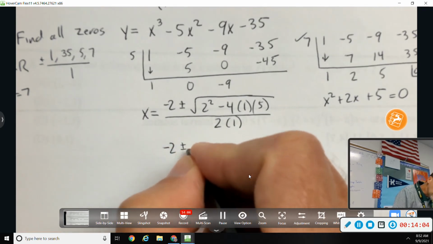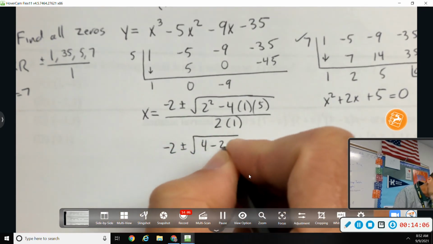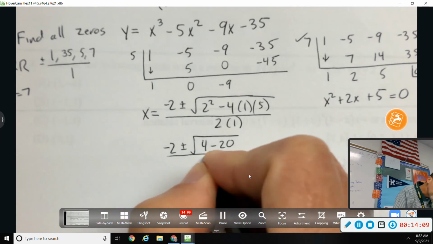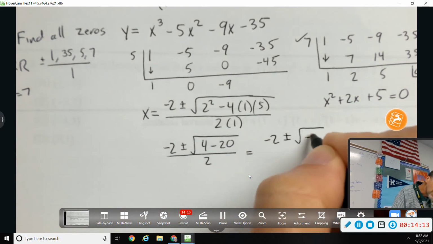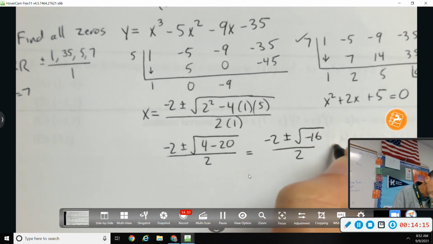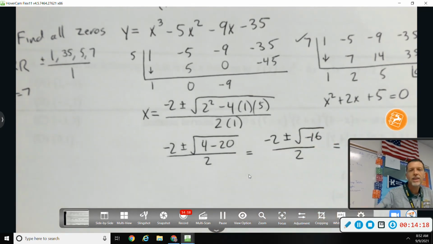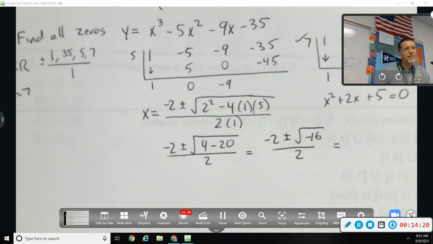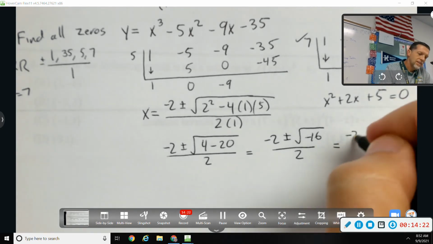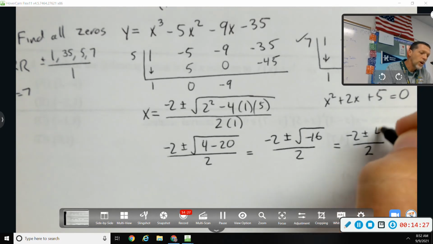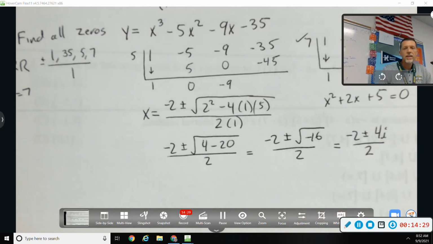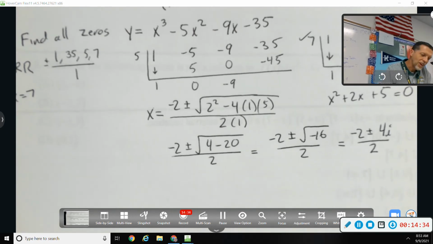Negative 2 plus or minus square root of 4 minus 20 over 2. Negative 2 plus or minus square root of negative 16 over 2. Well, that's not too bad. We know how to handle that. What's the square root of negative 16? 4i. And then who gets divided by 2? Everybody. Good answer. Negative 1 plus or minus 2i.